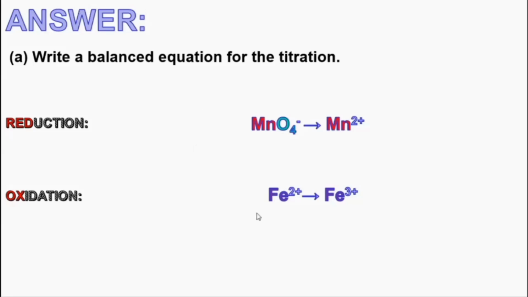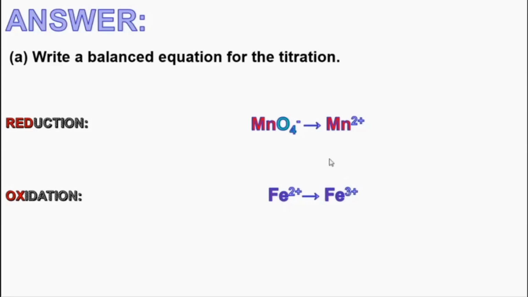In the first half equation, the reduction reaction, on the left side there is 1 mole of manganese and on the right side 1 mole of manganese, so the number of manganese atoms on both sides is balanced. No need to do anything. Let's look at iron. On the left side 1 mole of iron, on the right side also 1 mole of iron, so the iron atoms are also balanced on both sides.